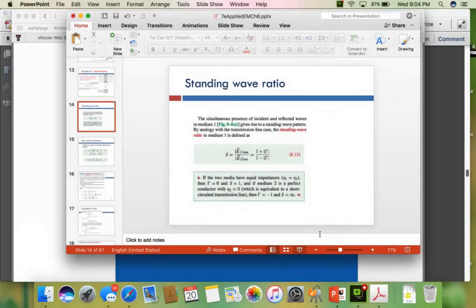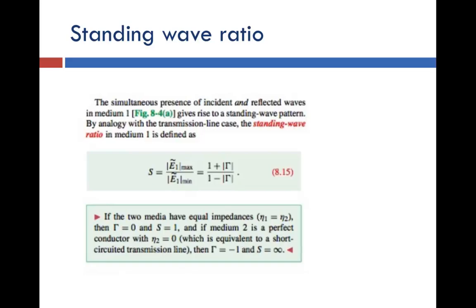To work the next example, we need to discuss a couple of concepts. The first is the standing wave ratio. Remember we said that you have both incident and reflected waves in medium 1. So you get a transmitted part that is a traveling wave, and a standing wave part that is the result of the superposition of a portion of the traveling wave with the reflected wave, which yields a standing wave pattern in medium 1.